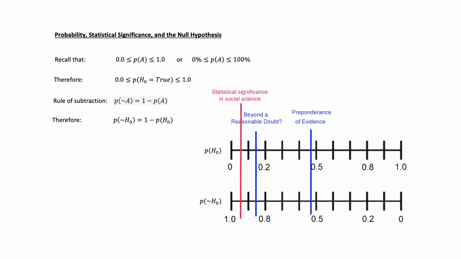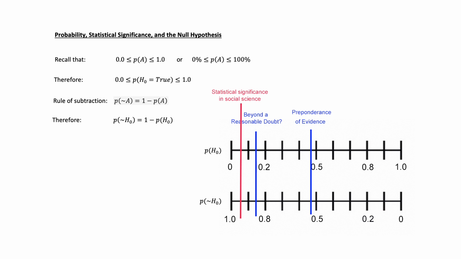Statistical significance in social science, or any science really, is just another standard of judgment on these probability of the null hypothesis being true and probability of the null hypothesis being false line graphs. Once again, we said that statistical significance in social science is often defined as the 95% confidence level. In other words, we want to be 95% confident that the null hypothesis is false, which means we're about 5% or less confident that the null hypothesis is true. This is illustrated in the red line on our line graphs.